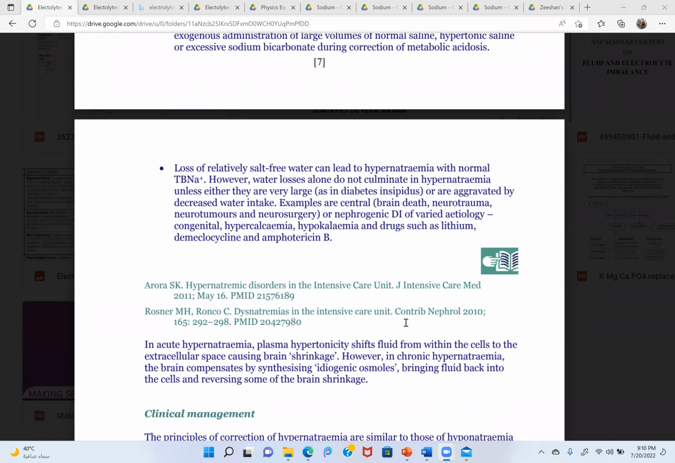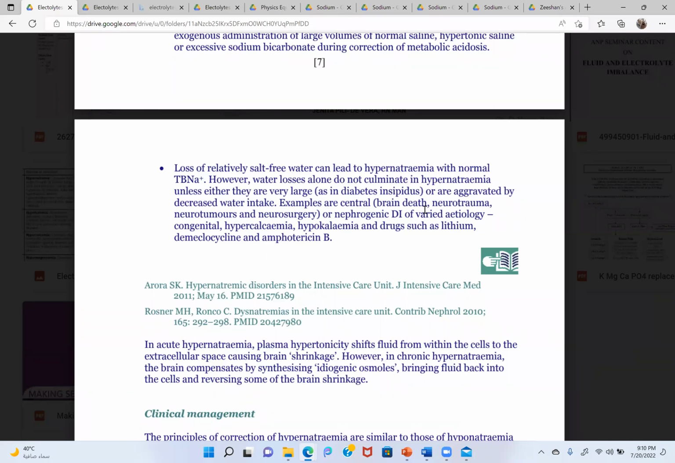So loss of relatively salt free water, as I told you, causes hyponatremia; we have discussed this. Diabetes insipidus, in which water loss alone does not culminate in hyponatremia unless either the losses are very large, as in diabetes insipidus, or aggravated by decreased water intake, as occurs, for example, if you have a patient who is mentally not oriented, so this problem will exaggerate, or babies who cannot drink water or tell that they are thirsty.